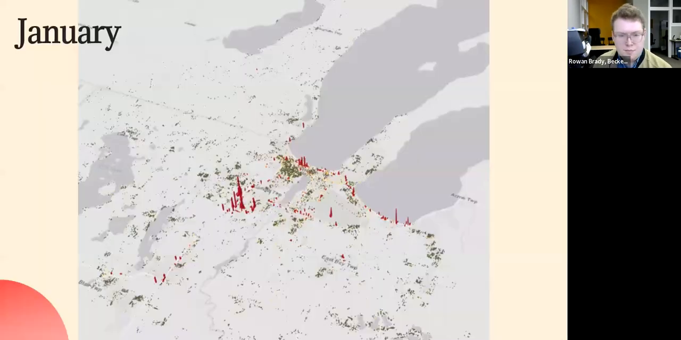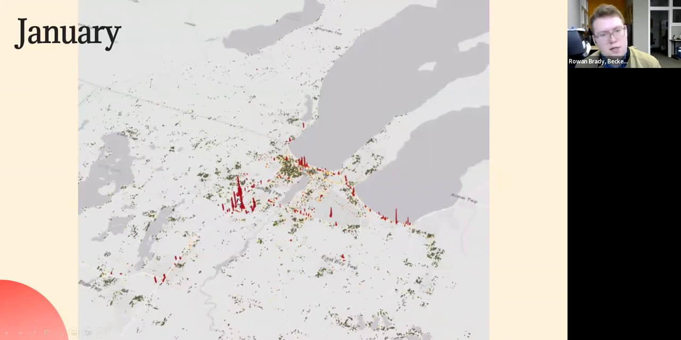Next slide. The map on the screen shows what areas of the region are frequented by visitors in January. The taller and redder the spike, the more visitors. As you can see, the regional mall. Sorry, if you want to circle the regional mall there.